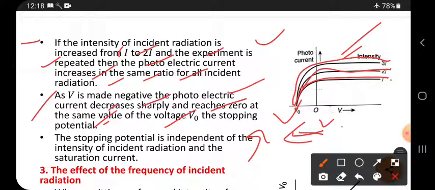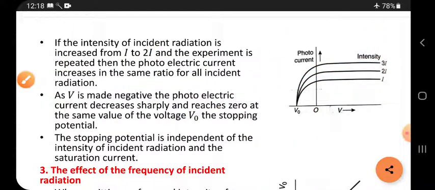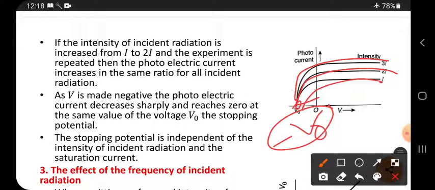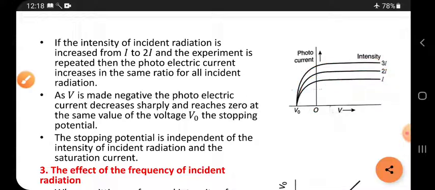So here, if you decrease the potential, the current slowly decreases, and at 0 potential the current shows a certain value. Again, if you increase the negative potential, it starts decreasing and finally becomes 0 at a particular negative voltage. The negative voltage at which the current is 0 is simply called the stopping potential or cutoff potential. The stopping potential is the same for different intensities. So that means it is independent of the intensity of incident radiation.